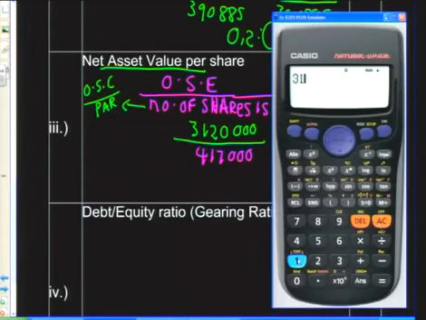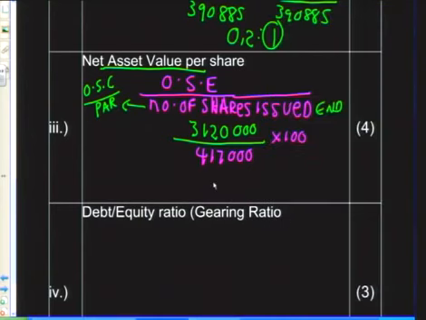We are taking 312, and watch those zeros, quite a number of zeros, divided by the number of shares. My net asset value, if I multiply by 100, is 748.2 cents. So let's write that down: 748.2 cents, or if you wanted to show your answer in rands, 7 rand 48 cents.